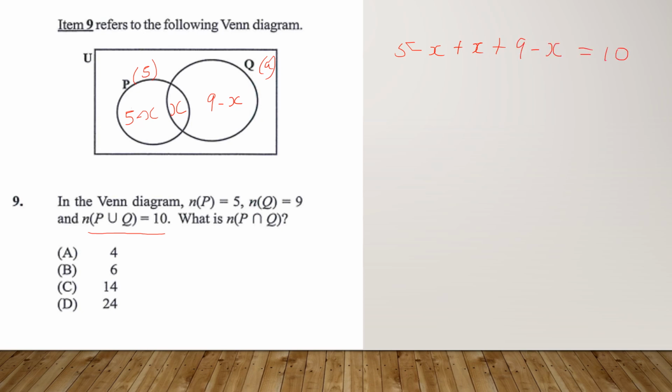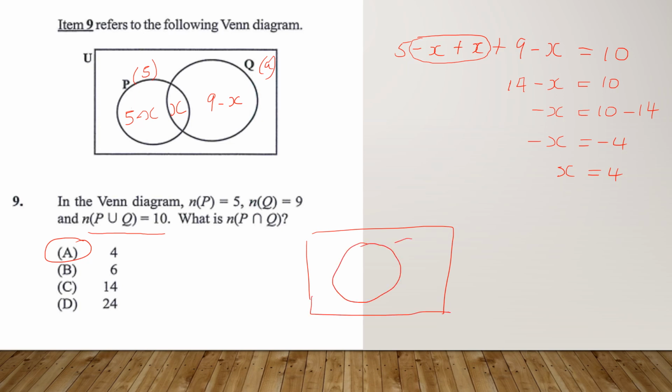We know that these two will cancel. I'm going to get 14 minus x equals 10. Negative x is 10 minus 14. Negative x is negative 4. So x is 4. We multiply both sides by negative 1, which gives us a positive 4. So my answer is A. And let's prove that.